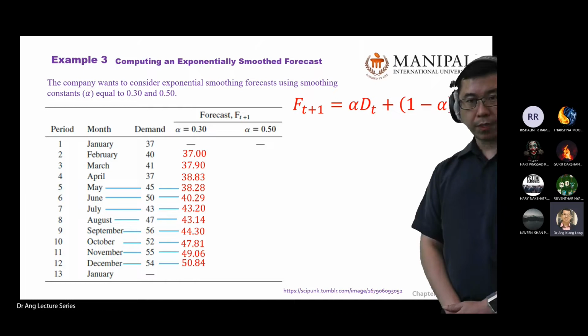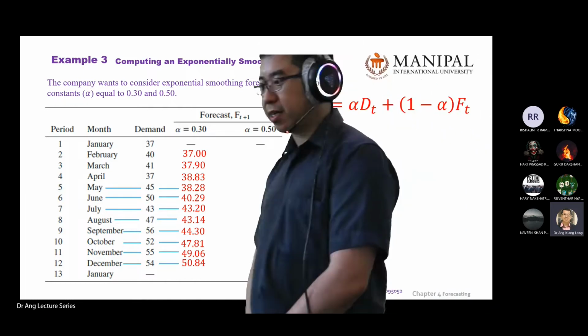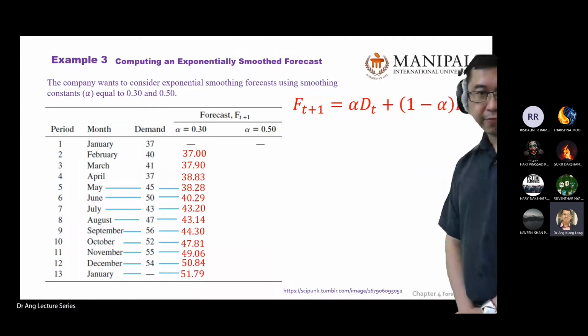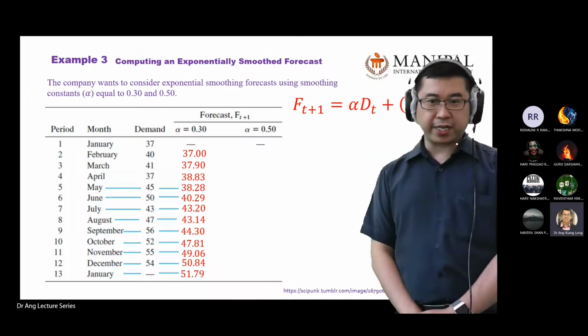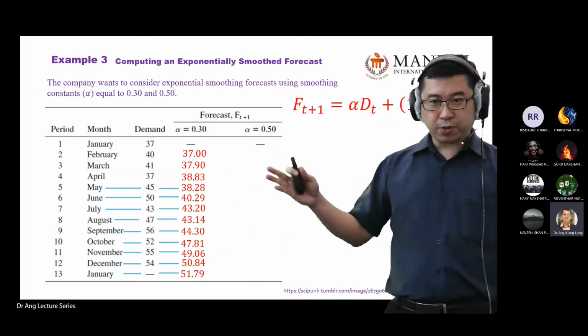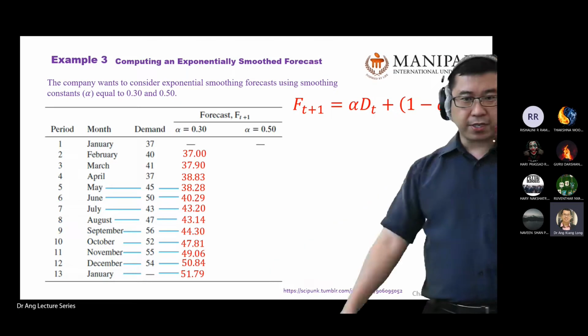So 51.79. 51.79. Okay, let's check. 51.7. Okay, good. Nevin, it seems that you understand how to do this already, which is good. You know how to do alpha, you should know how to do 0.5. You just change the alpha value here. The method is still the same.